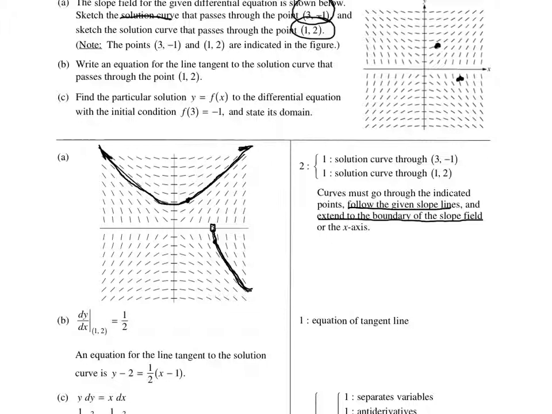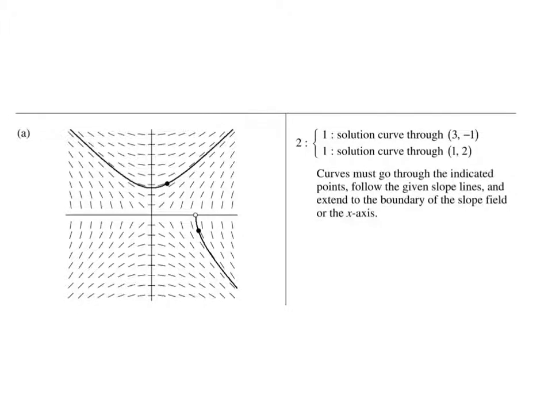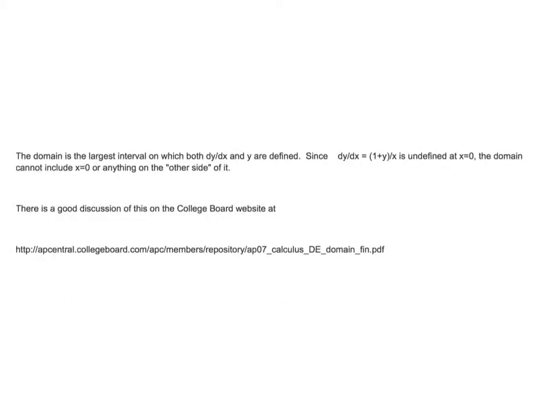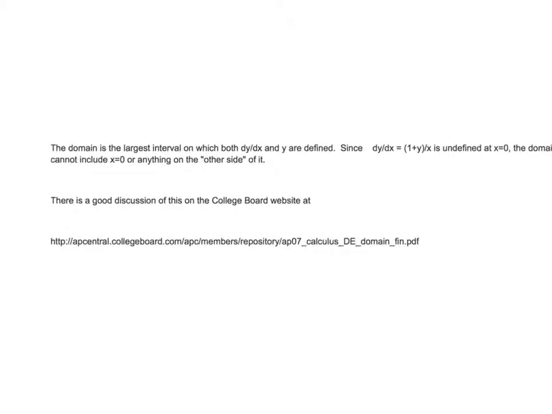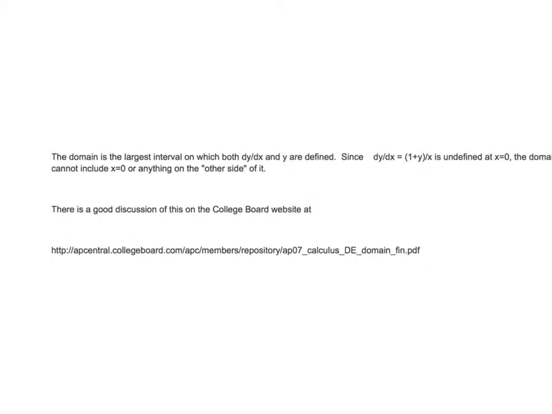Now I'm going to clarify this a little bit more by some research I've done. Actually, this is just the solution. So I asked a question, and this is what I was told, and given more clarification. So the domain is going to be the largest interval on which both dy/dx and y are defined. So we notice that dy/dx is not defined in this example when y equals 0. So y cannot equal 0.